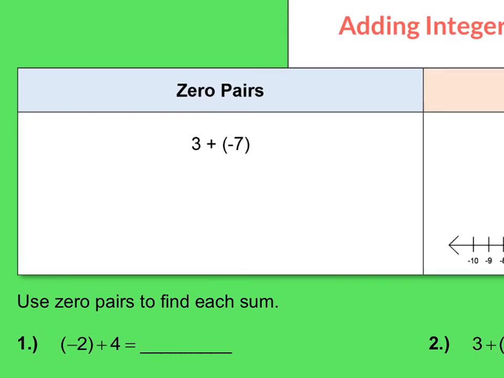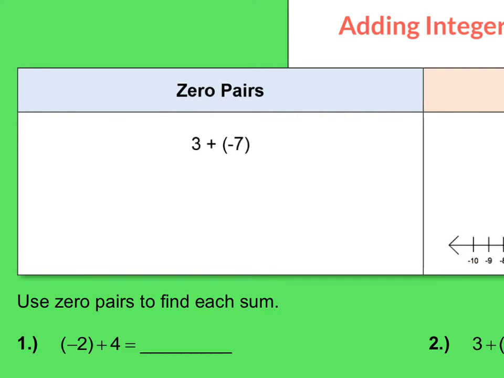What zero pairs are is for every positive and every negative, they cancel each other out, leaving a zero as a result. And whatever's left over after you cancel out the zero pairs is the answer to the addition problem. So I'm going to draw a little picture of this question.